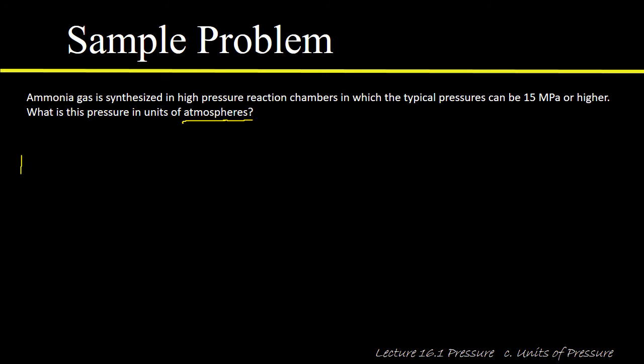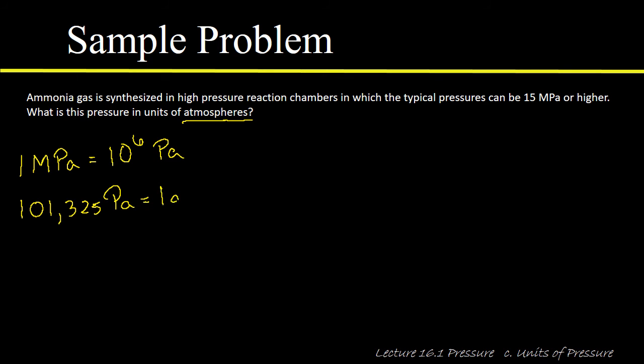We know, based on our metric prefixes, that 1 megapascal is equal to 1 million, or 10 to the 6th, pascals. We also know that there are 101,325 pascal in 1 atmosphere. Okay. So we can use each of these relationships to make a conversion factor.